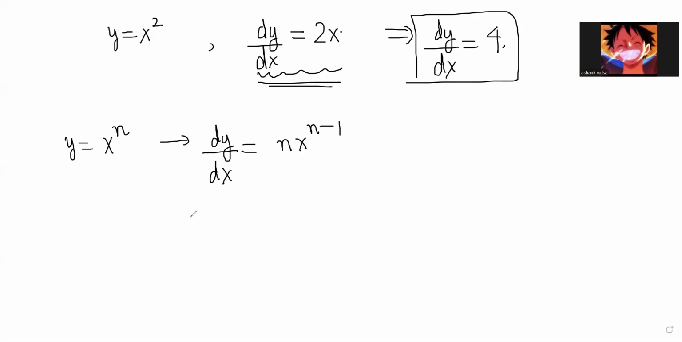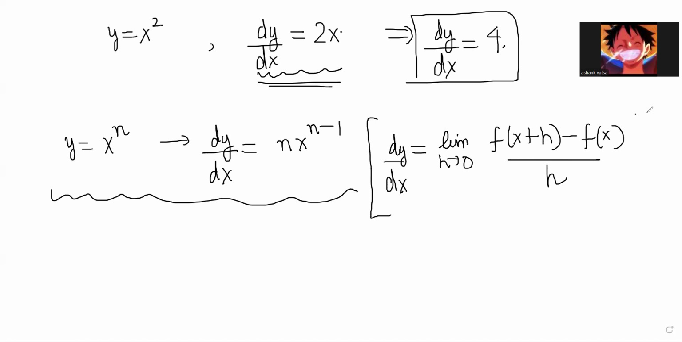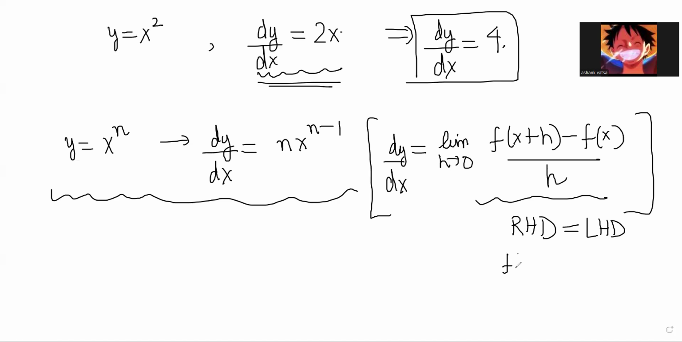This rule is supposed to be like a memorization thing for you. They have asked you to mug it up. But the real meaning of this is this limit. Limit h tends to 0, f of x plus h minus f of x by h. That is equal to dy by dx. Right now we have written it as the RHD, by the way. We could also have written it as the LHD because both have to be equal, right? So this limit could be written like this also, f of x minus f of x minus h by h.